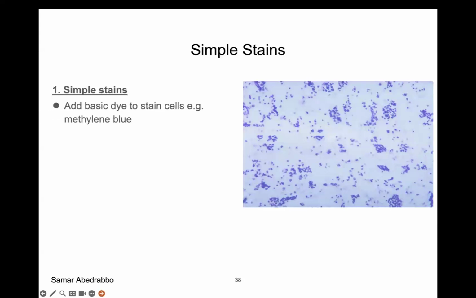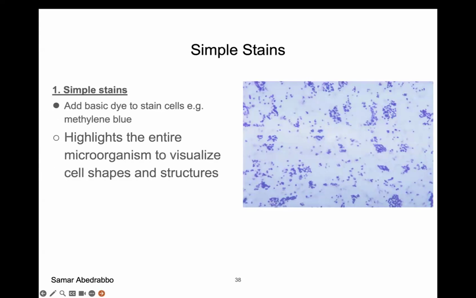Okay, starting with simple stains. Simple stains involve the use of a single basic dye to highlight a microbe, making it easier to look at. It's a basic dye like methylene blue, and it's almost like food coloring. They're quick and they're easy and they're ideal for basic observations.